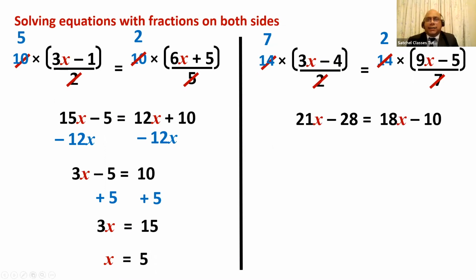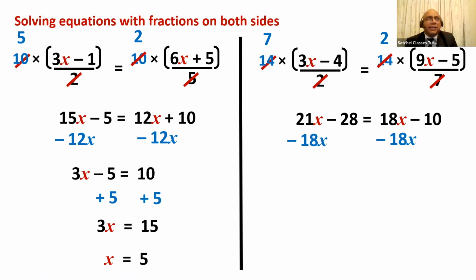Let's see what we get. 7 times 3x is 21x. Take away 7 times 4, which is 28. So 21x minus 28. And on the right, we have 2 times 9x, which is 18x, minus 2 times 5, which is 10. Right? 18x minus 10. Should be easy from this point onwards. It's like unknowns on both sides. So let's eliminate the 18x on the right, bring it to the left. Subtract 18x from both sides.